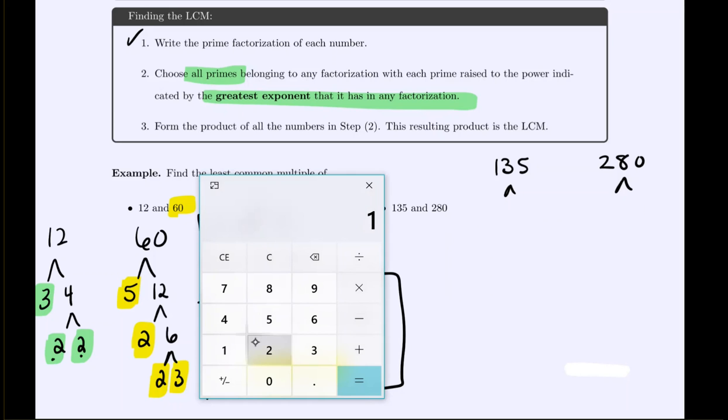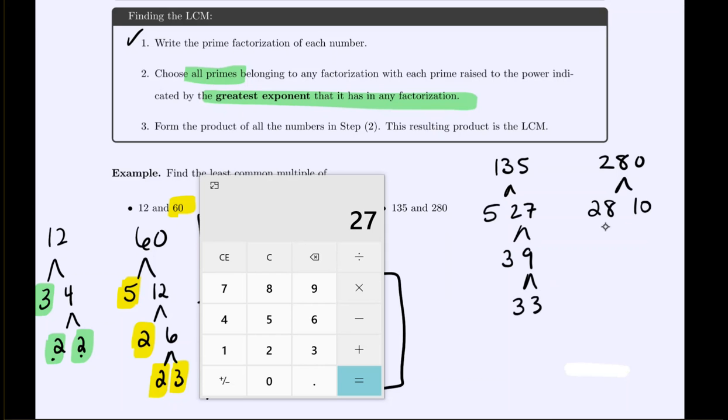Now 135 ends in a 5, so we know it's divisible by 5. We would get 5 and 27. 5 is prime. Now 27 can be split into 3 and 9, which can further be split into 3 and 3. 280 could be divisible by 10. 28 is divisible by 4. Remember, the intermediate steps might be different, but in the end, everybody should end up with the same prime factorization.